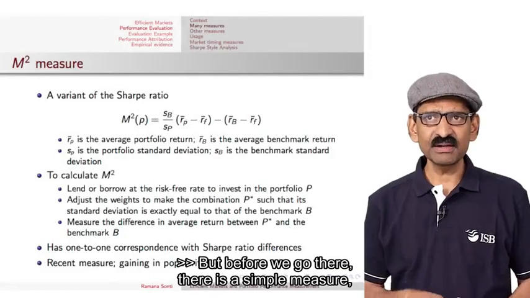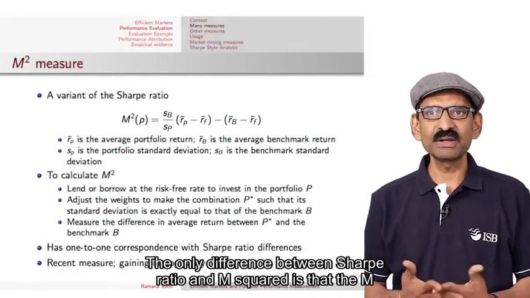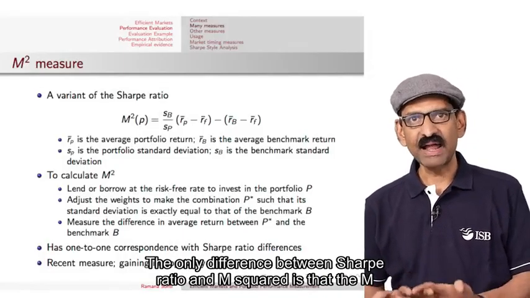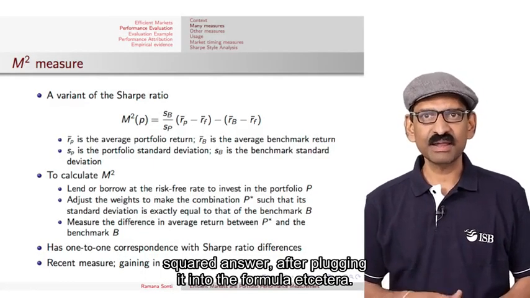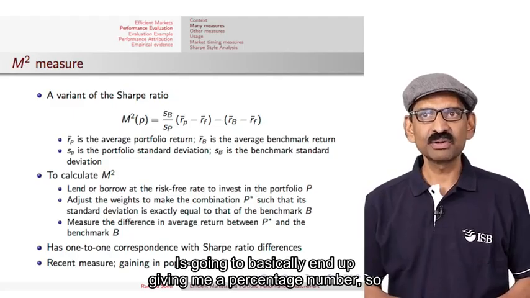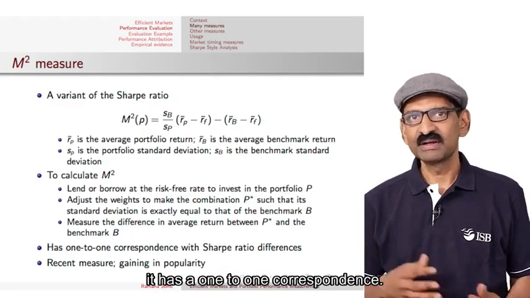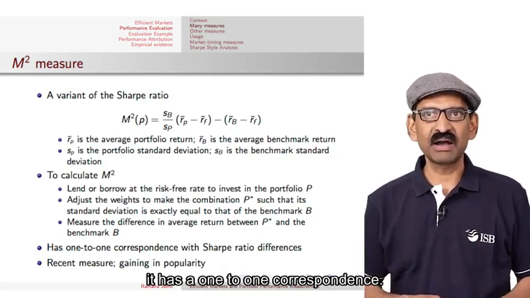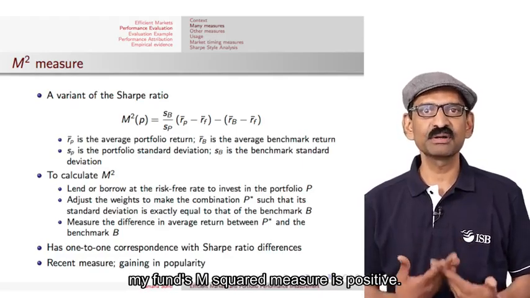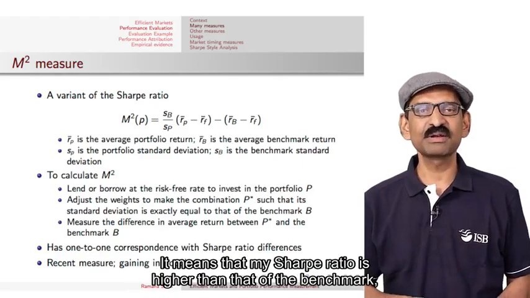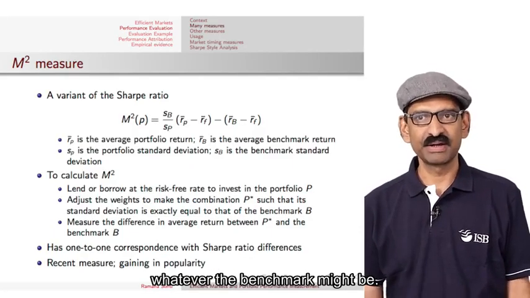But before we go there, there is a simple measure which is a variant of the Sharpe ratio. The only difference between the Sharpe ratio and M-square is that the M-square answer, after plugging into the formula, is going to basically end up giving me a percentage number. So it has a one-to-one correspondence. So if my fund's M-square measure is positive, it means that my Sharpe ratio is higher than that of the benchmark, whatever the benchmark might be.